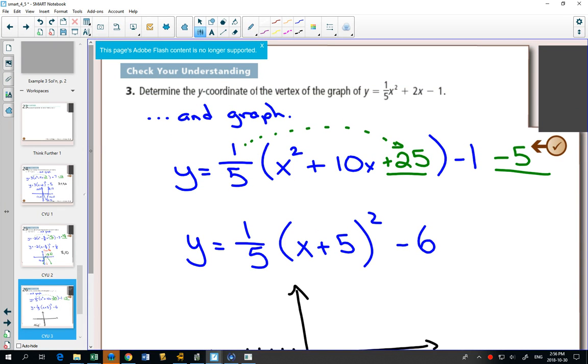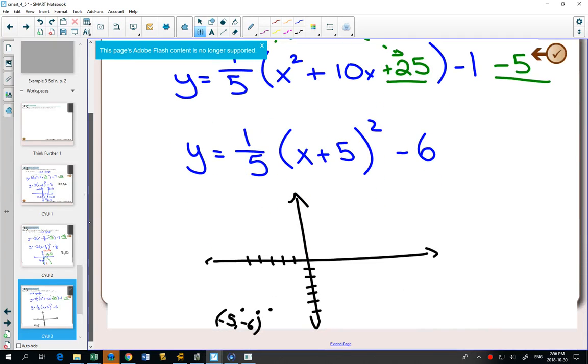What happens when I plug in 0 for x? I get -1. So that might be a really nice point to also label on your graph.